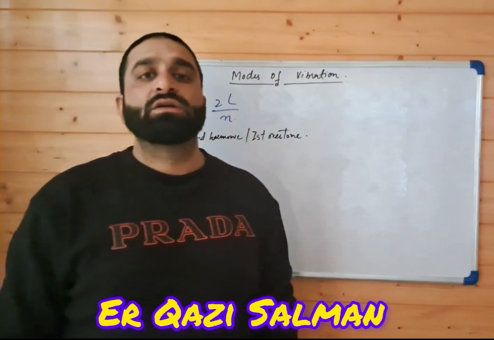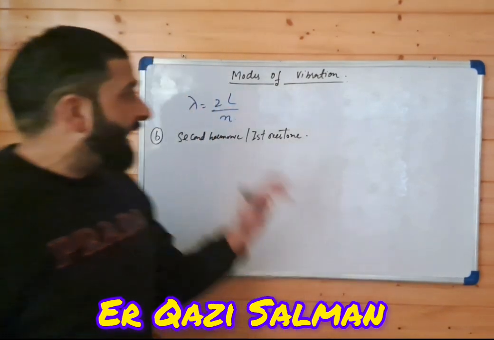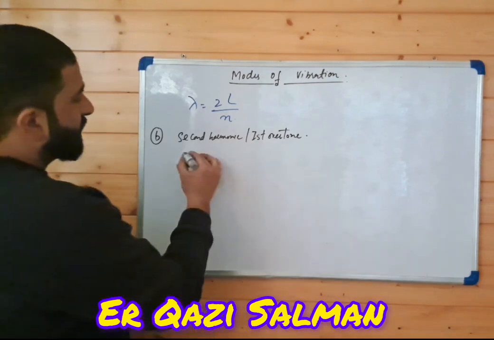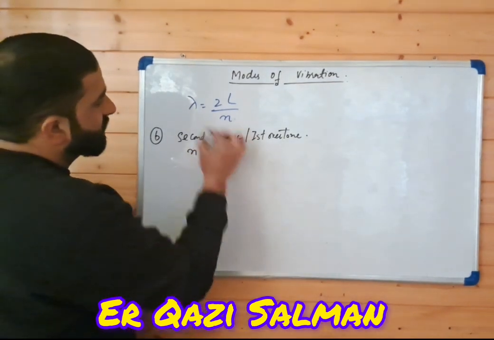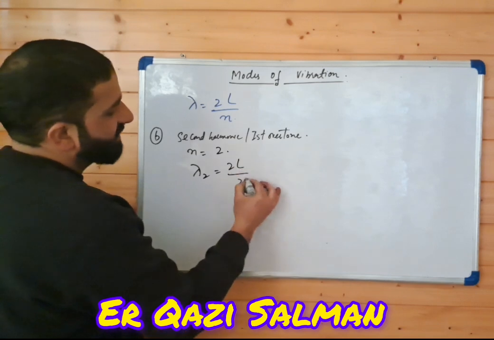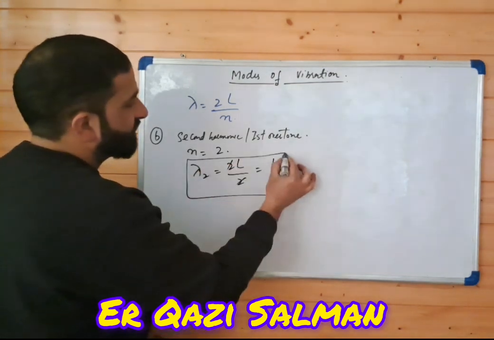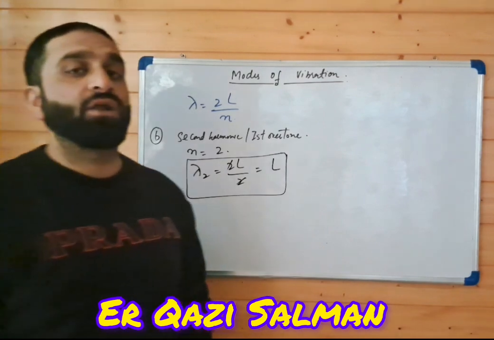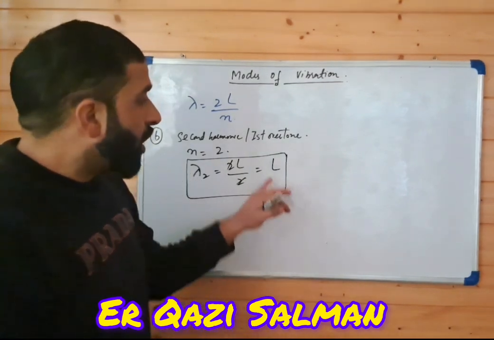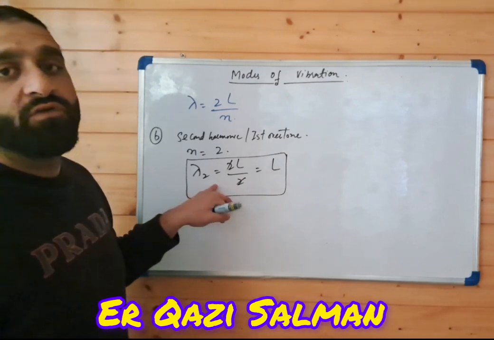For the second harmonic or first overtone, n is equal to 2. That means lambda 2 is equal to 2L divided by 2, so lambda 2 is equal to L. That means for the second harmonic or first overtone, on a length L there is a full wavelength.